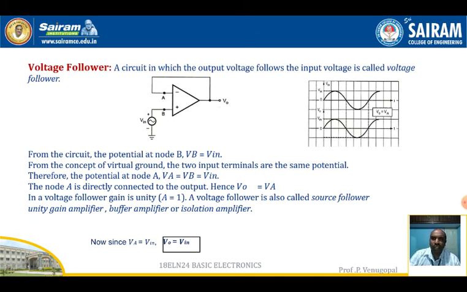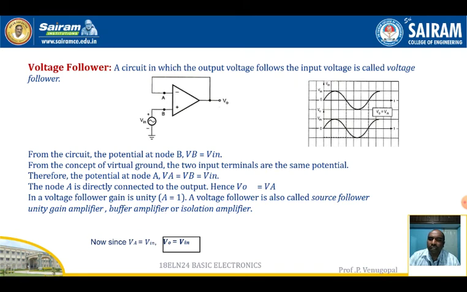So the voltage follower is one of the applications of the operational amplifier, where the output voltage follows the input voltage. From the circuit, what is the potential at node B? In this case, the voltage is applied at the non-inverting terminal, so the potential at node B is Vin. Using the virtual ground concept, the potential at node A is also equal to the potential at node B, which is nothing but Vin.